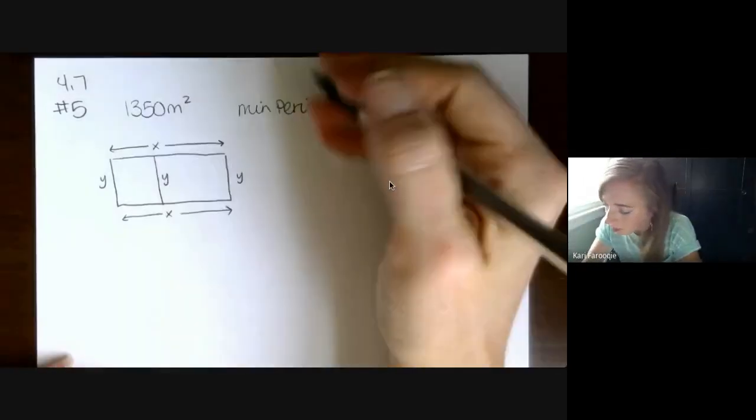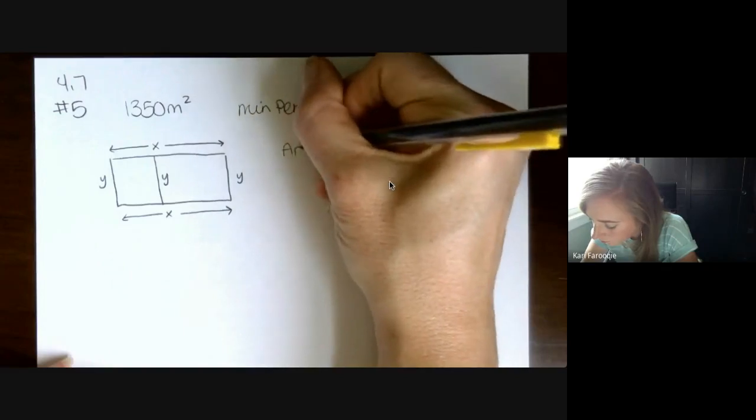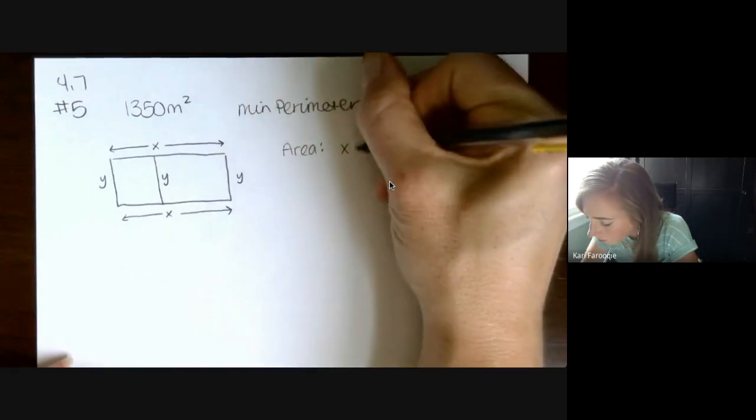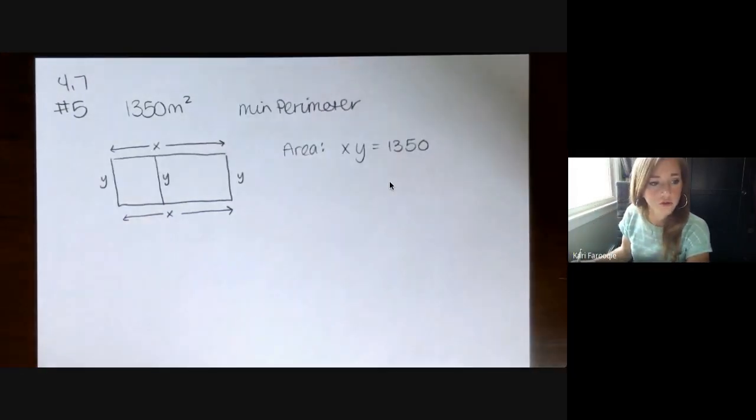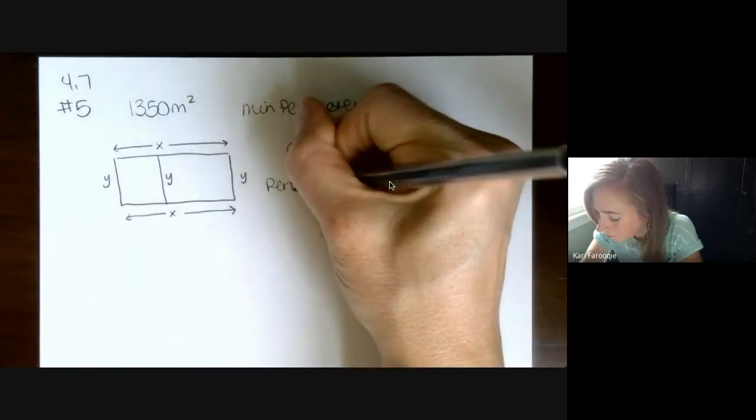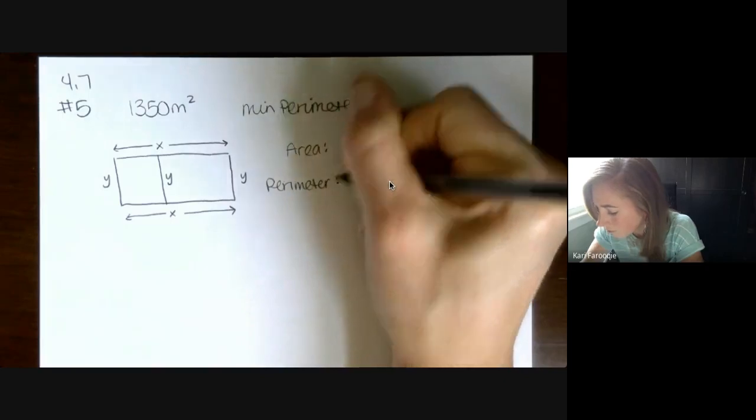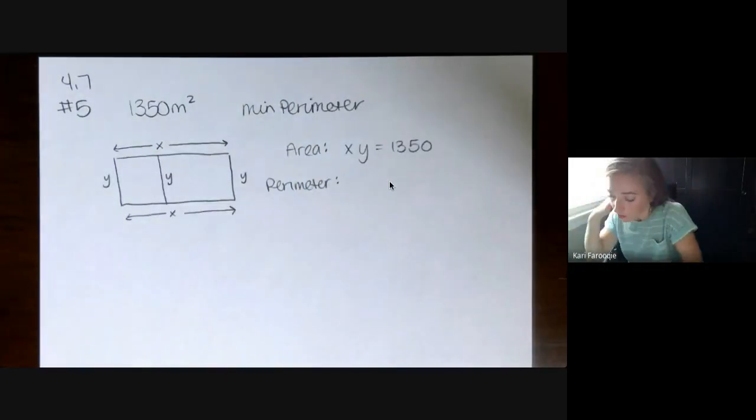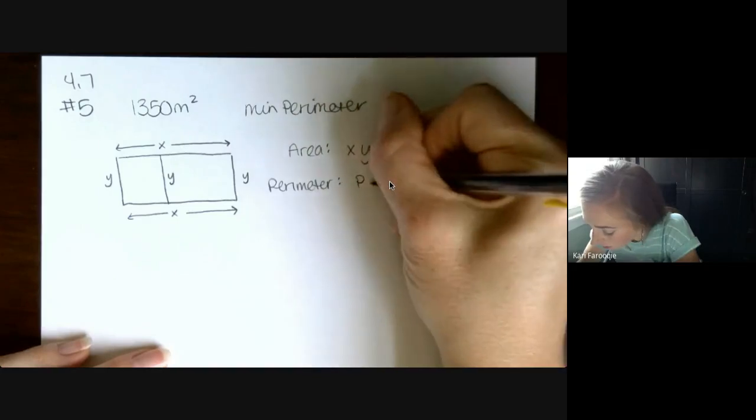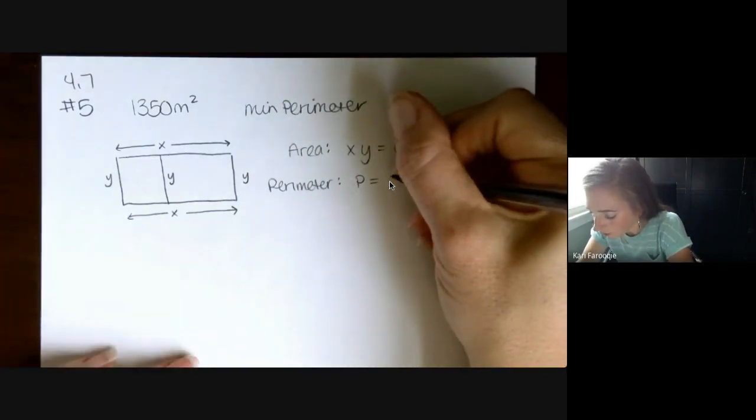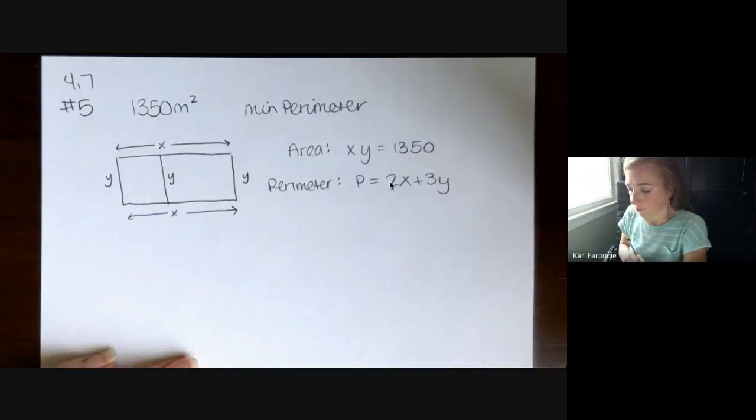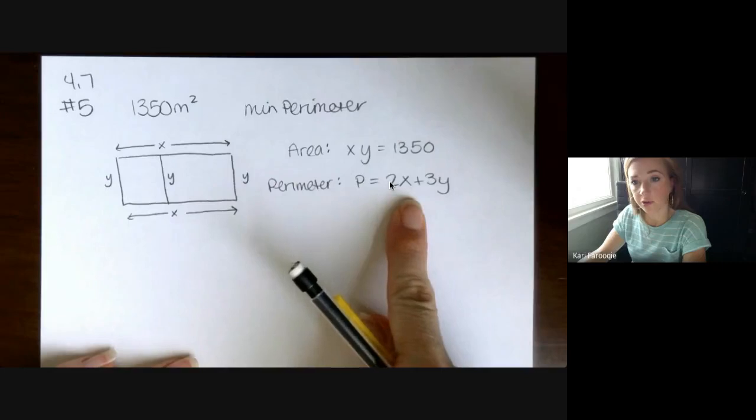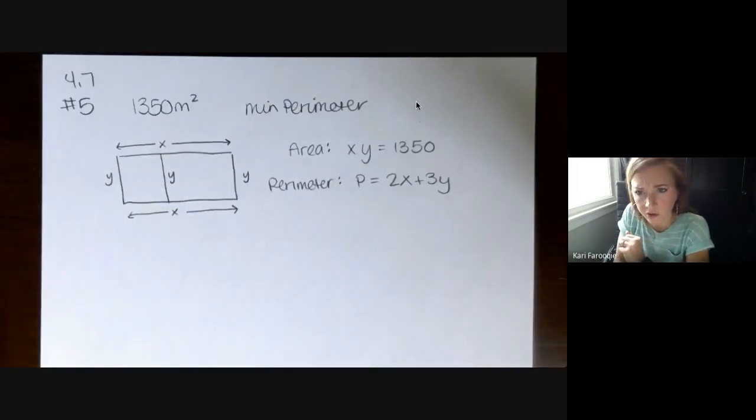All right. Your area, X times Y, is still rectangular. You're still looking at 1350 in that case. And then your perimeter, we don't actually have any values for, but we'll just say that P is equal to, in our case, 2X plus 3Y. Now, this is the quantity that we want to minimize, least amount of fencing.